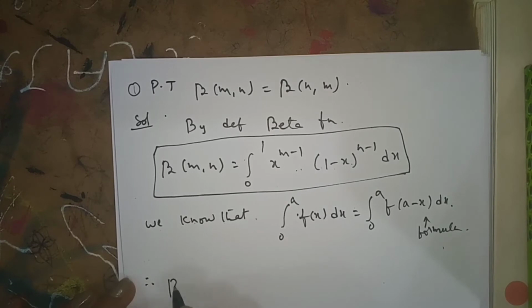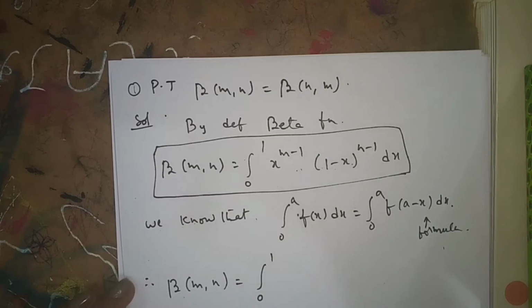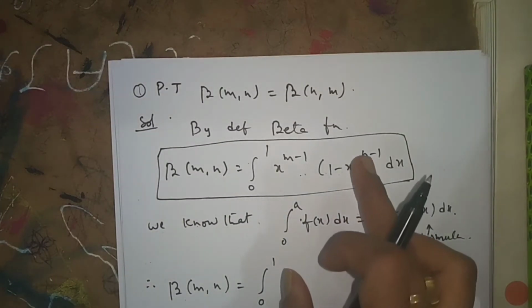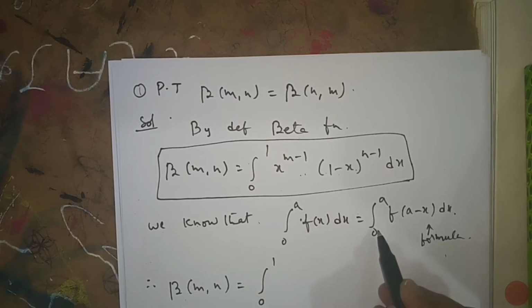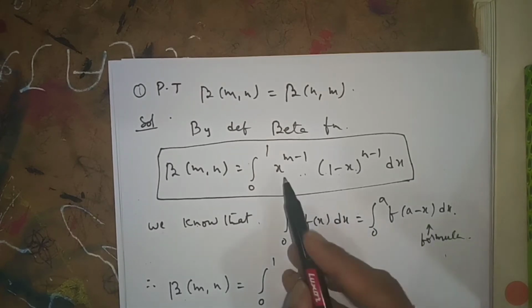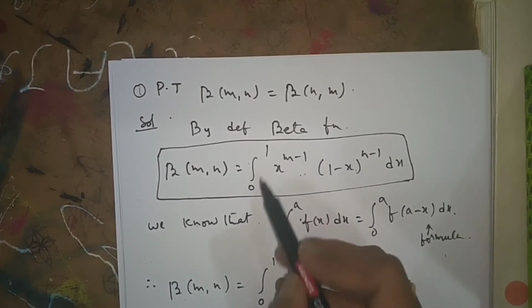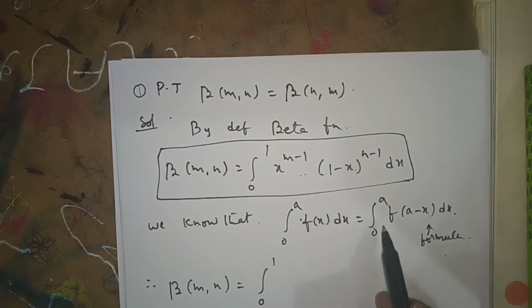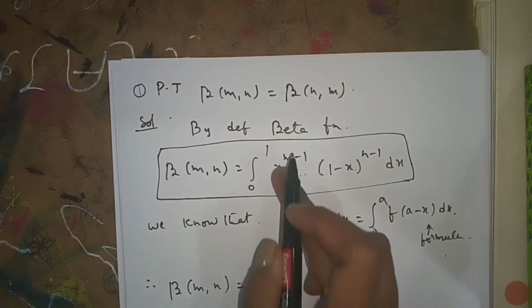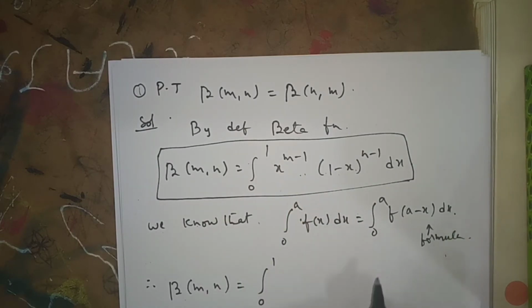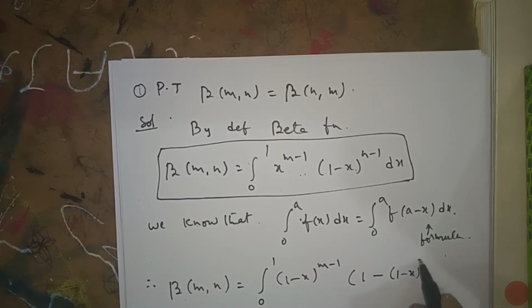Therefore, beta of m comma n is equal to integral 0 to 1. Now using the above formula, integral 0 to a f of x dx is equal to integral 0 to a f of a minus x dx. If you observe, our limits are 0 to 1, so we can write a minus x as 1 minus x. Wherever x is there, in place of x, a minus x. Here our limit is 1, that's why 1 minus x to the power of m minus 1 into 1 minus of 1 minus x.